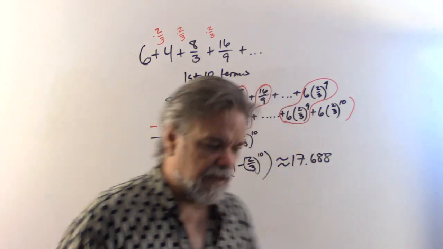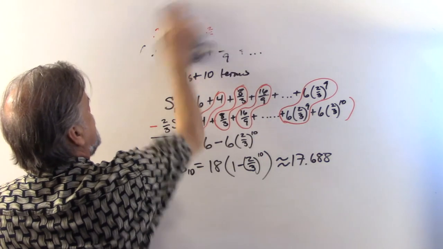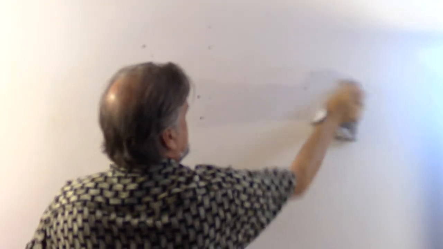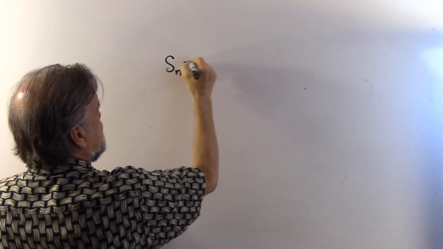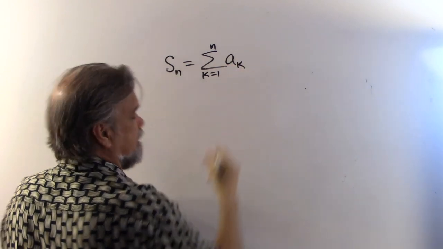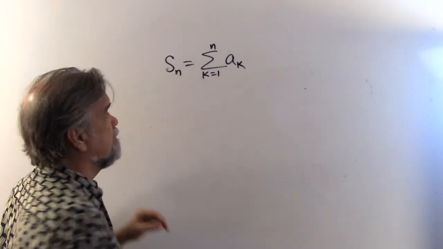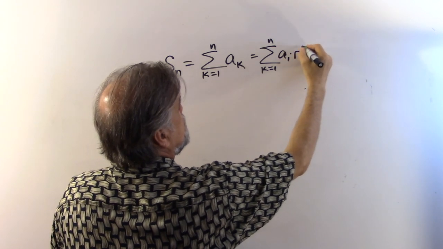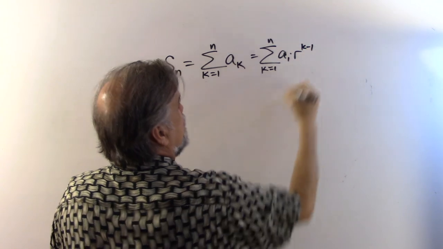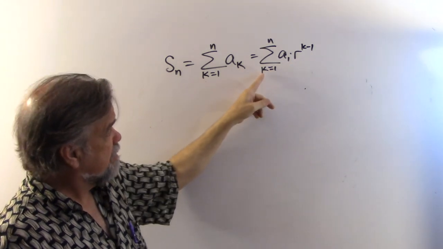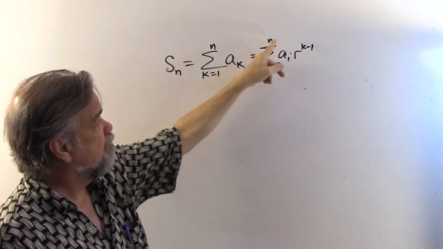So let's generalize a little bit what we just did. Instead of S10, I'm going to say if I want to find Sn, which is the sum as k goes from 1 to n of A_k. And remember, this is a geometric series, which means this is the sum as k goes from 1 to n of A1 times r to the k minus 1. All right? That's how we define each term of a geometric sequence. So a geometric series is going to be the sum of all those terms from 1 to n.